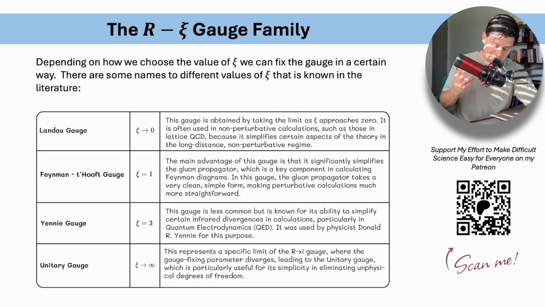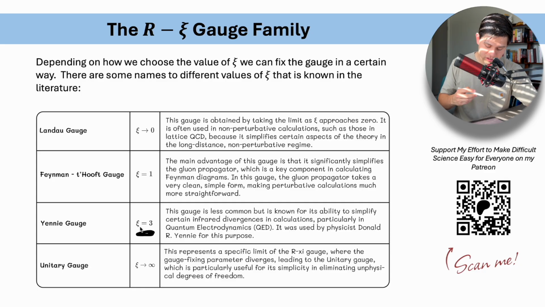Then we have this thing called the Yenny gauge. This is something I hadn't heard about, and when I did, I thought it was kind of a funny name, but also very, very interesting. The Yenny gauge is less common, but known for its ability to simplify certain infrared divergences in calculations, particularly in quantum electrodynamics, and it was used by physicist Donald R. Yennie for this purpose. So this is the Yenny gauge.